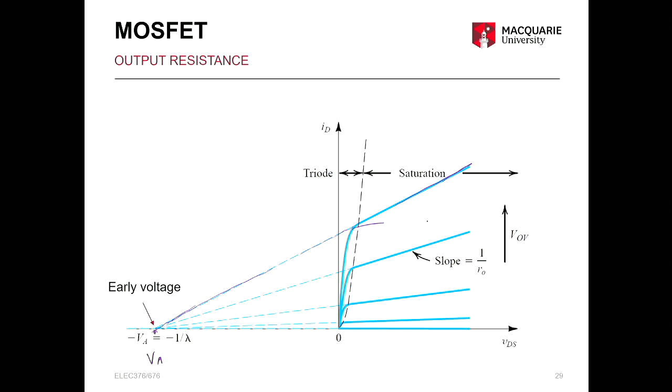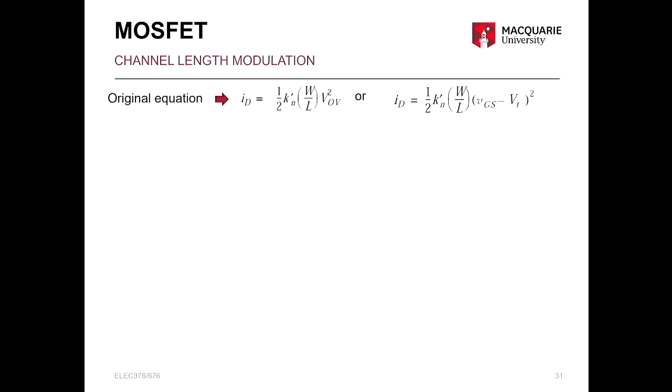Imagine if it was flat, what would be the early voltage? 0 or infinite? It should backtrace to negative infinity, right? So the early voltage will be infinite, and the output resistance also will be infinite. But because of this channel modulation, we have a finite value of output resistance and a finite value of early voltage. Yes?